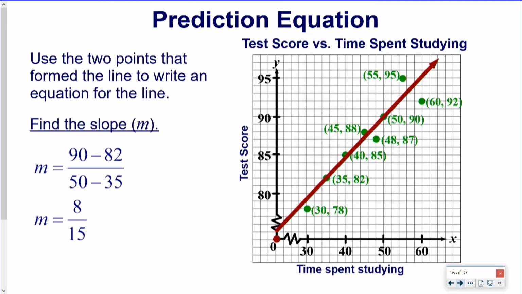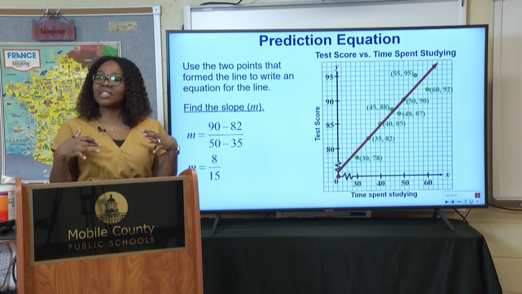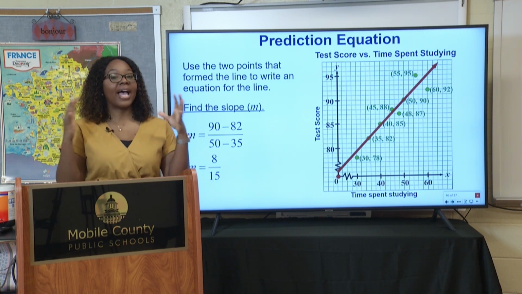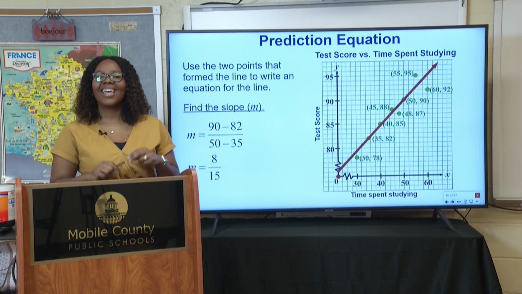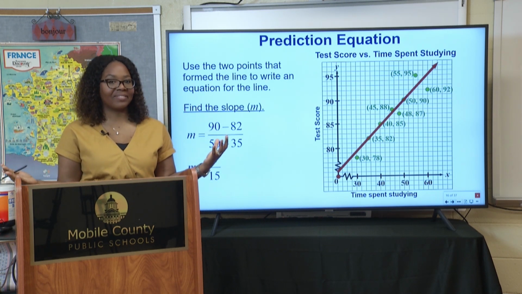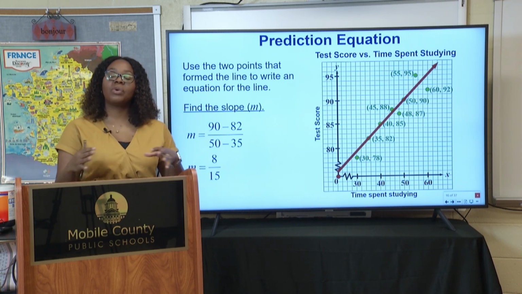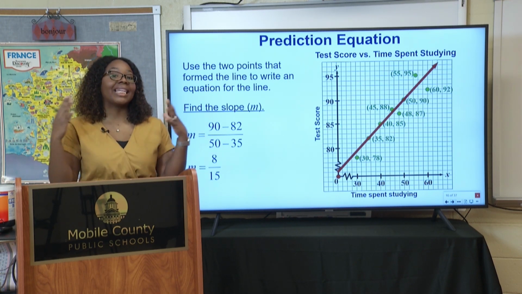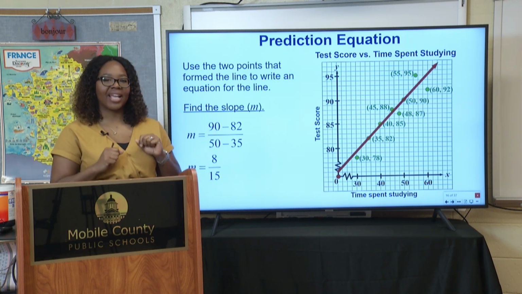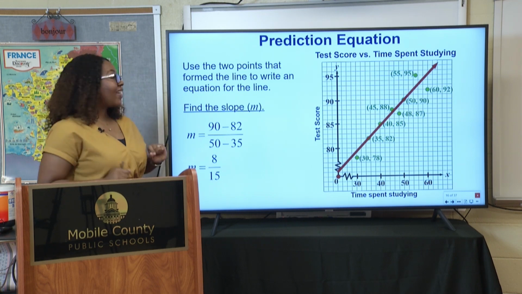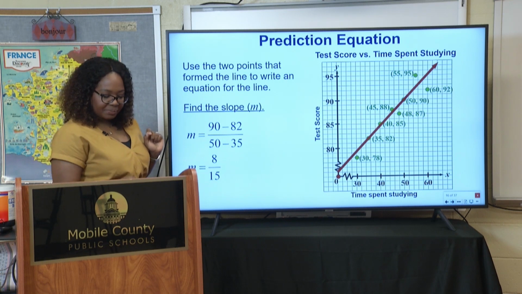Okay, so here's the fun stuff. We're going to create a prediction equation. In order to create a prediction equation, we will have to remember how to first find the slope of a line and then how to find the y-intercept of the line. If we're talking about linear scatter plots and we want to write the equation for a linear-like relationship, we have to have a slope and we have to have a y-intercept. So let's get started. We're going to use the 2 points that form the line to write an equation.